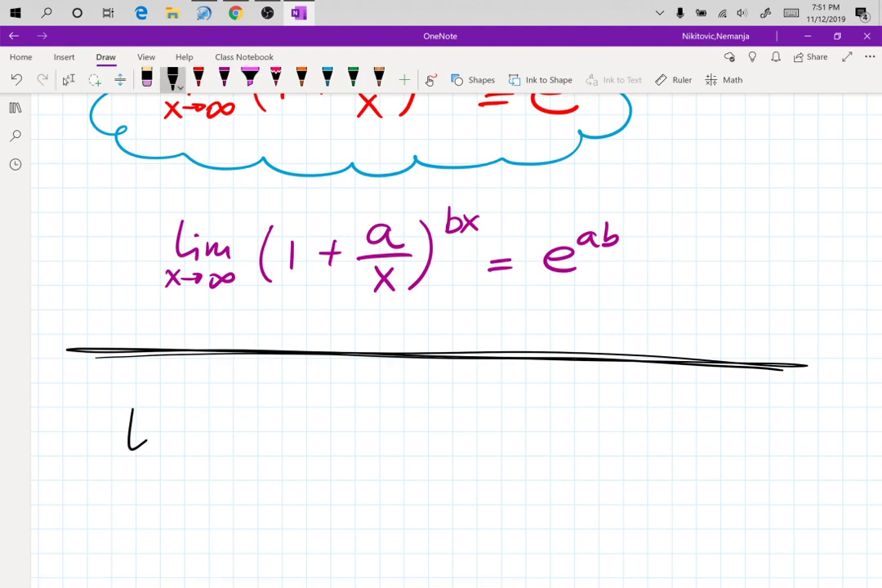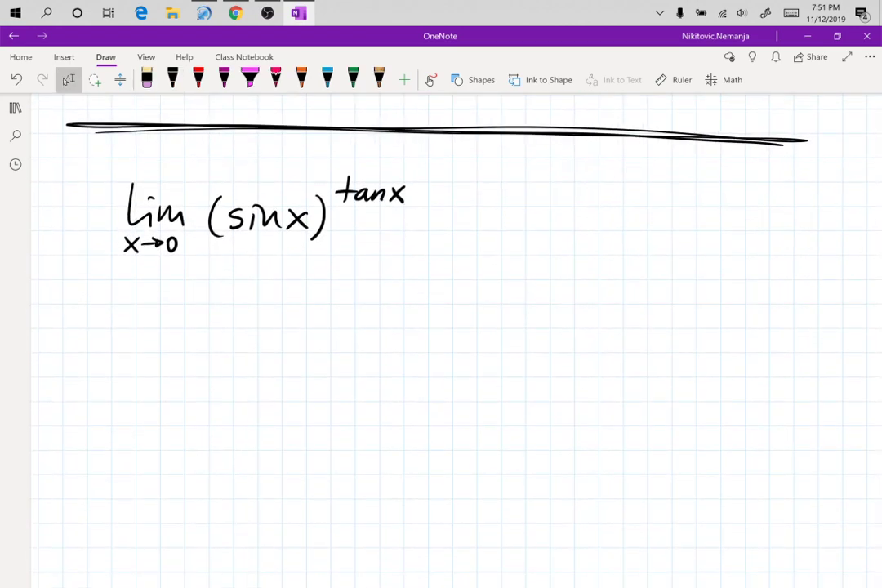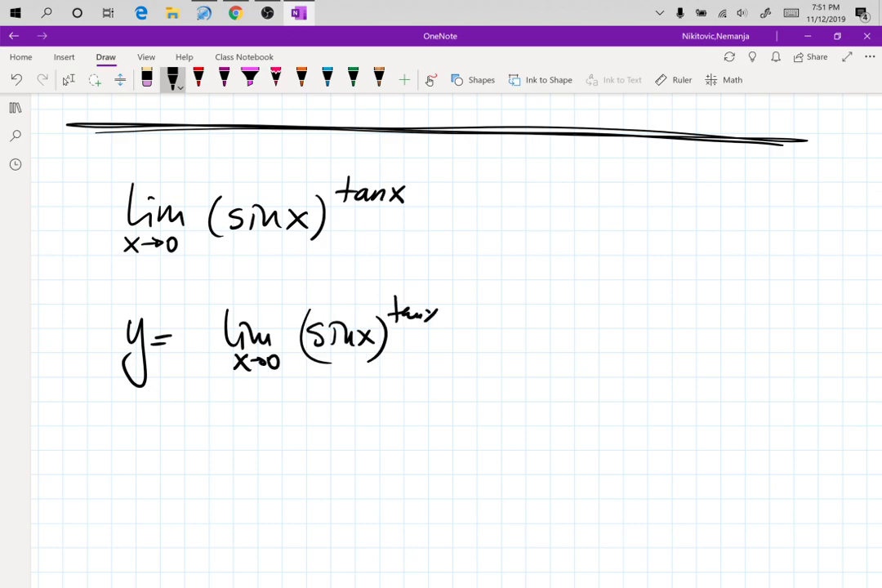Another type of problem, I know you want to go home, is sine x raised to the tangent x as x goes to 0. You can't solve this with any other limit method. So I'm just going to start you off on this problem. When you get home, you're totally not going to do it, right? y equals, leave some space, the limit as x goes to 0 of sine x raised to the tangent x. Guys, this is awesome. For Thanksgiving dinner, it's like perfect.